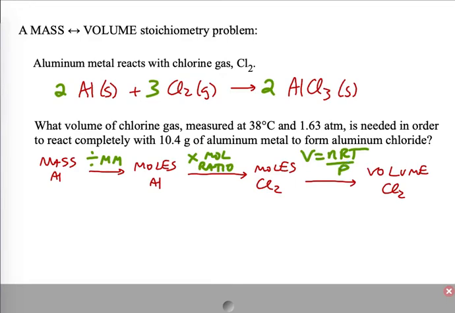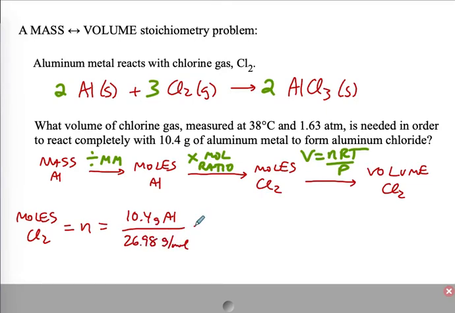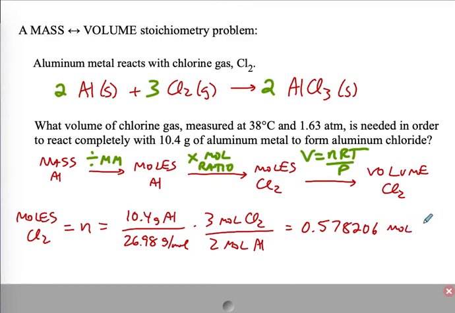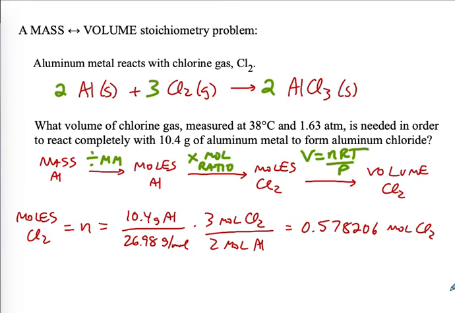So, let's begin by calculating our moles of chlorine, which of course is n in the ideal gas law. So we'll start by taking our 10.4 grams of aluminum, divide by the molar mass of aluminum, 26.98 grams per mole. There's step 1. In step 2, I'll multiply that by the mole ratio, 3 moles of chlorine needed for every 2 moles of aluminum I react with, and that gives me 0.578206 moles of chlorine. Clearly I'm writing all those numbers down because I'm not finished yet, so I'm not rounding. I'm keeping lots of sig figs.